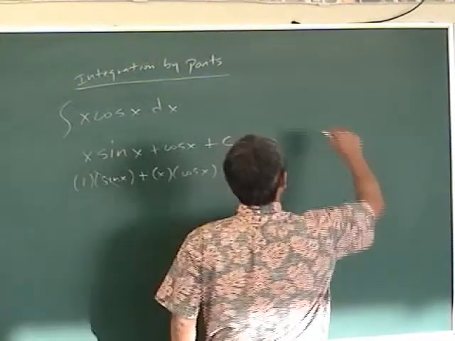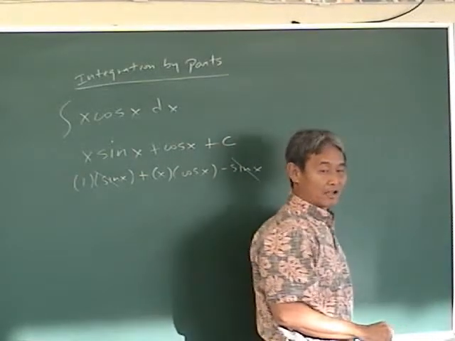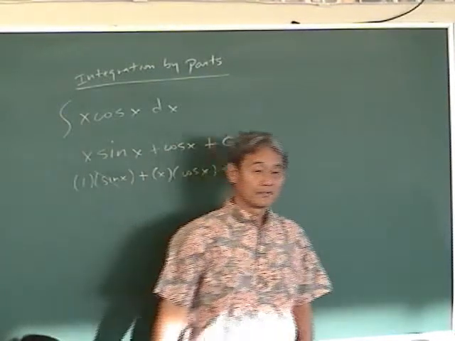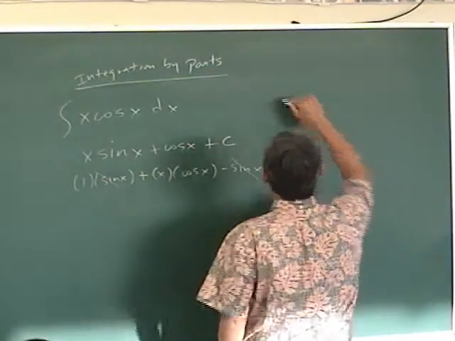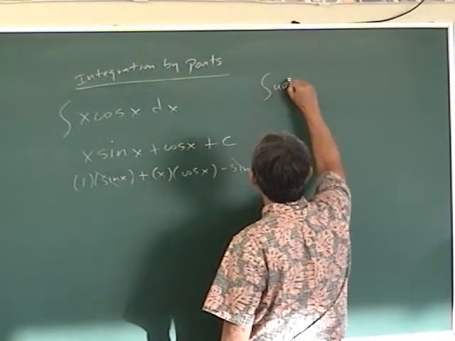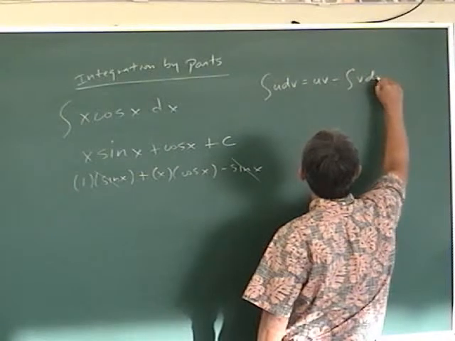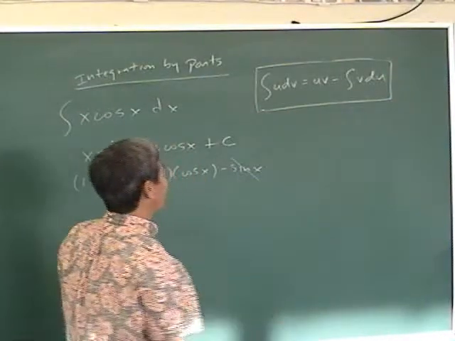Anyway, here is the formula that's printed in your book that some of you didn't even bring the day after the test. Anyway, here it is. The integral of u dv is equal to uv minus the integral of v du. This is the formula for integration by parts.